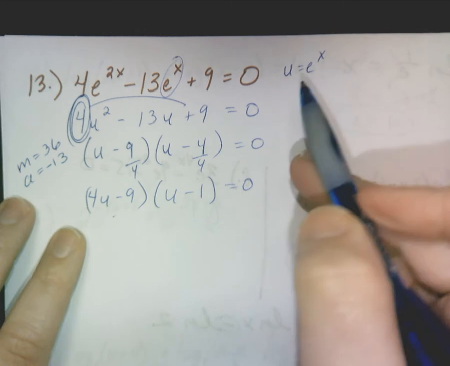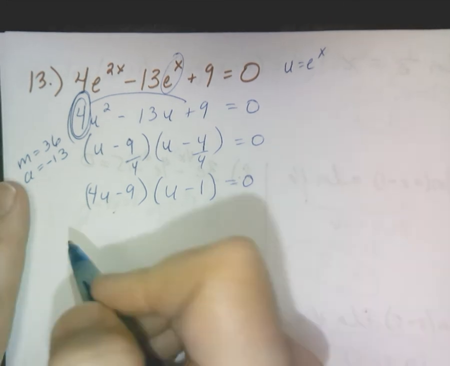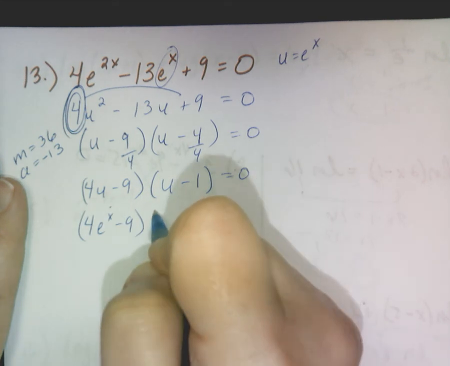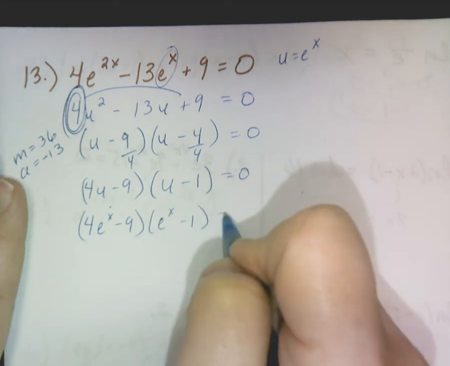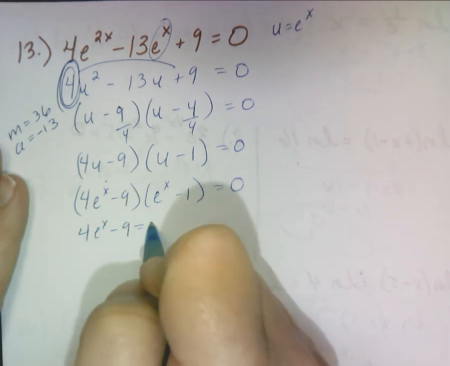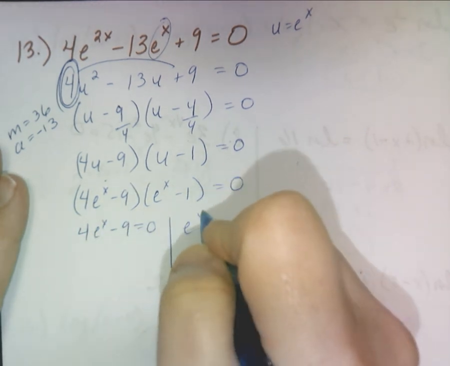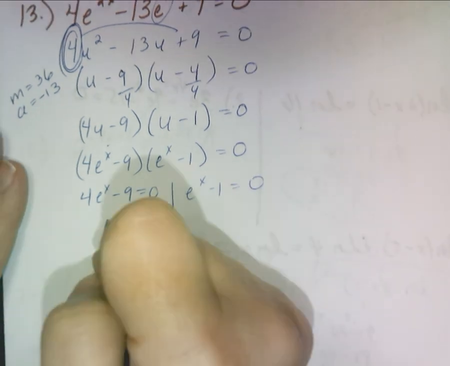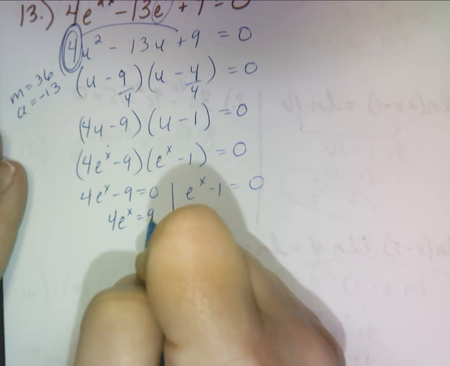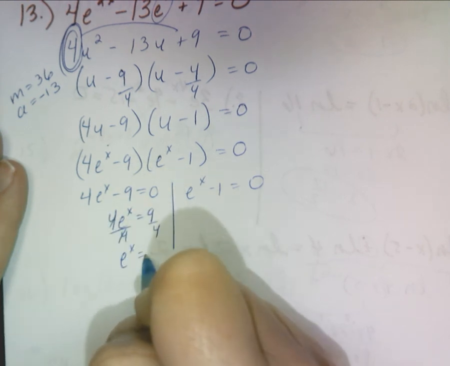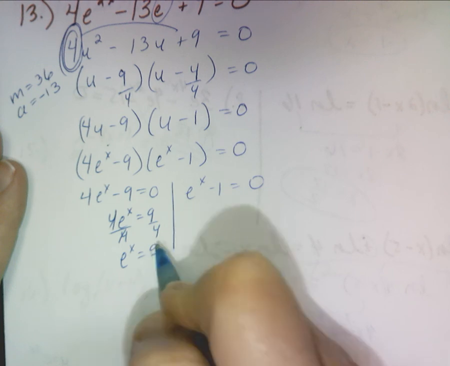But remember, u is e to the x. So this is 4e to the x minus 9 and this is e to the x minus 1. And then set each one of these equal to 0. And then let's solve. So this would be 4e to the x equals 9. Divide by 4. E to the x equals 9/4.